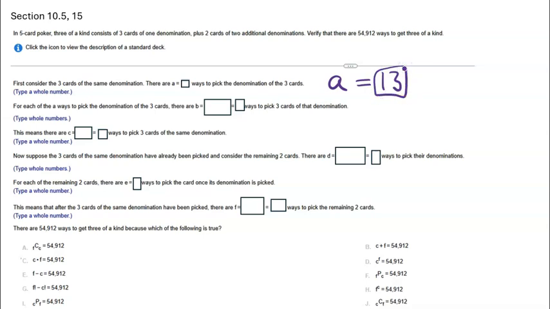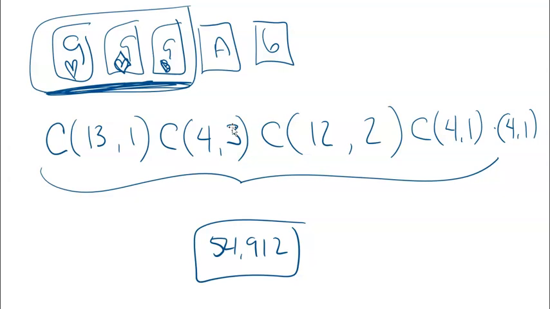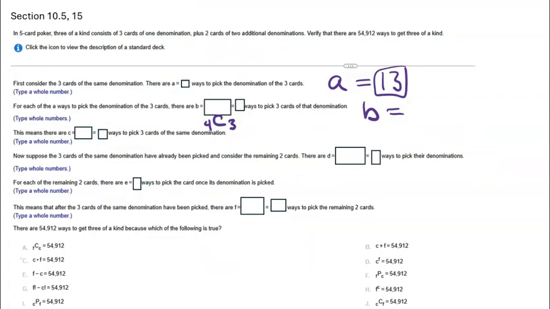Okay, so for each of the A ways to pick the denomination of the 3 cards, which is 13, there are B equals, we're about to calculate B, okay, they want us to use a formula first, and then this is going to be that combination of 4 choose 3. So remember back on our problem, 4 choose 3 right here. So this is the 13 choose 1, which is actually 13, times the combination of 4 choose 3, and we need to calculate what 4 choose 3 actually is, and it's 4. Okay, so make sure I'm putting things in the right place. That second block is 4, which means B is actually 4.